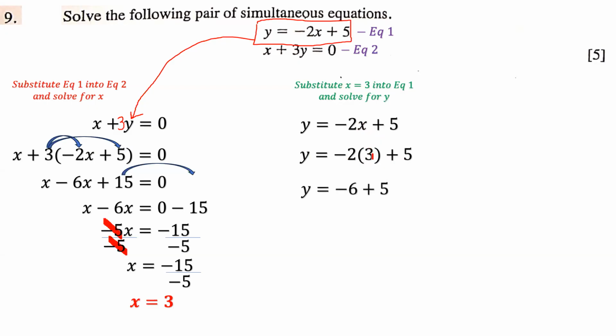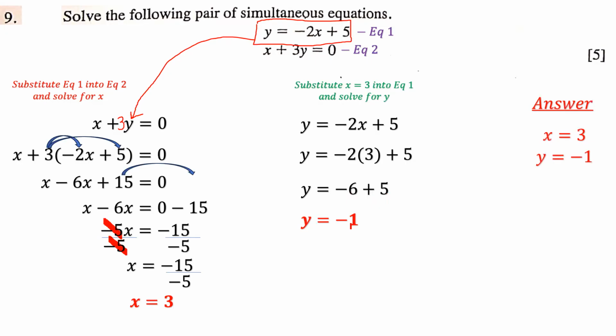That's going to be equal to negative 2 times 3. What is negative 2 times 3? That's negative 6, plus 5. And so negative 6 plus 5 is definitely negative 1. So y is equal to negative 1. So our answer is x is equal to 3 and y is equal to negative 1.